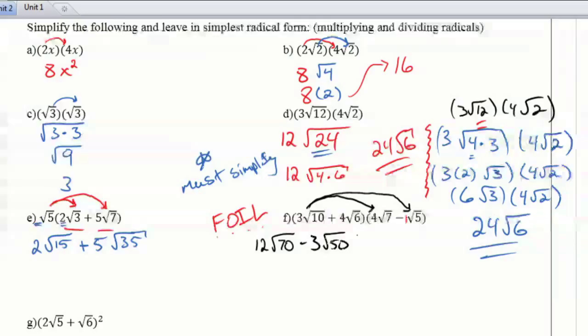So there's the F and the O, the first and the outside. And then I'm going to do my inside two terms. So I'm going to multiply the second term by both in the second bracket. The 4 and the 4 together give me the positive 16. And then my 6 and my 7 multiplied together are going to give me the 42.